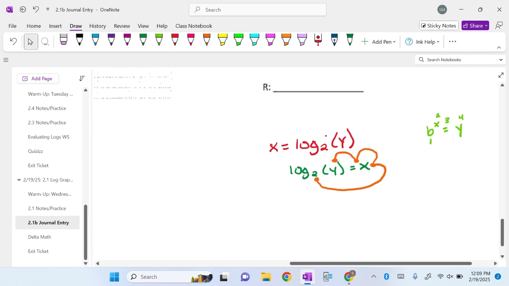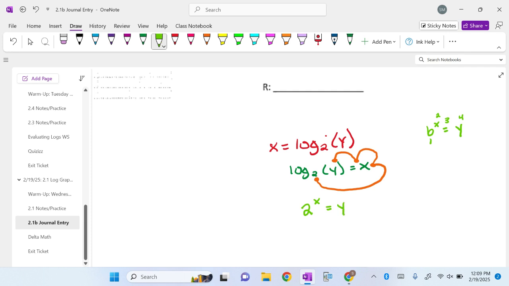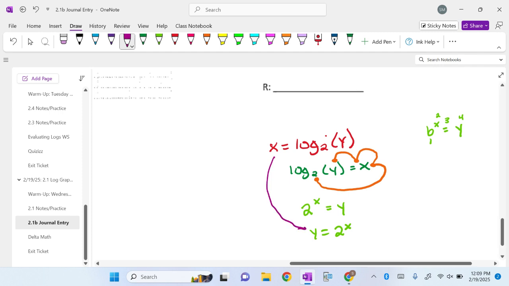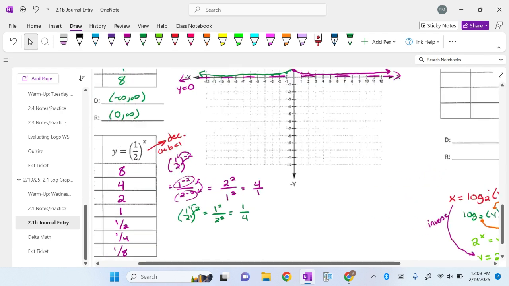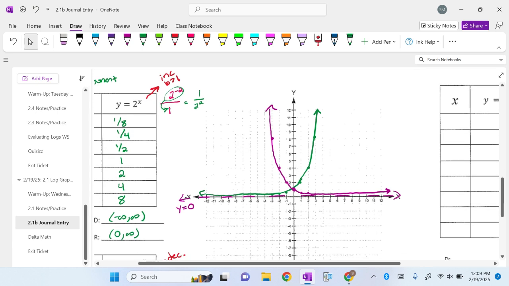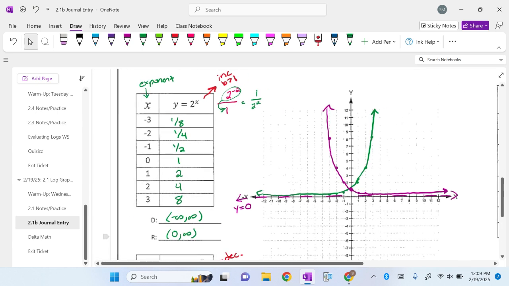What would be the base of the exponential? 2 raised to the what power is equal to y. Good. So if we wrote it with y on the left side, it would be y equals 2 to the x. So that is the inverse of this. So in other words, we can use this table over here to get the points for the logarithmic graph because we just have to flip the x and y's because they're inverses of each other.